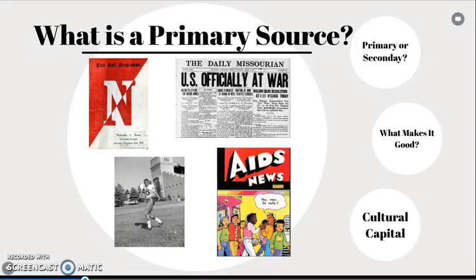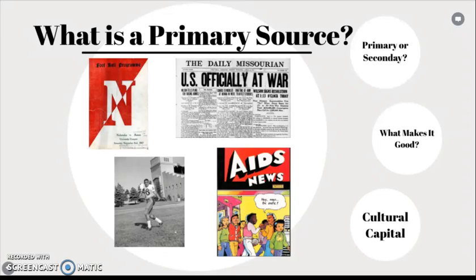These sources can range from football programs like you see on the left, to photographs like you see on the bottom left, newspaper articles such as this official article of the United States at War, letters, pamphlets, video and audio files.